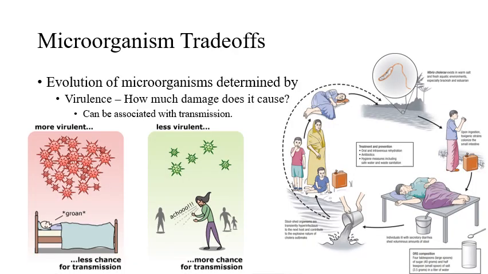So if you think about the evolution of microorganisms, there's trade-offs. Viruses are making trade-offs just like we're making trade-offs, right? So one of the first things is virulence. Like, how much damage does the virus cause?